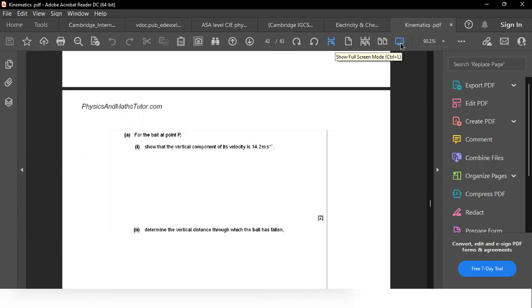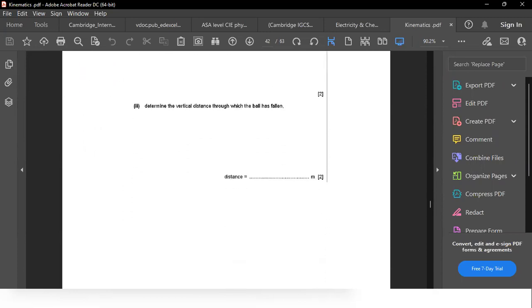Okay, so v square and u square is equal to 0. I'm getting the vertical distance as 10.3 meters. That's fine, I'm getting the same answer.